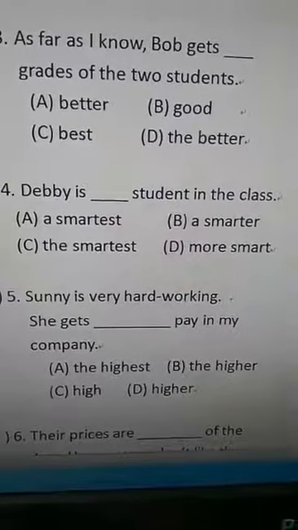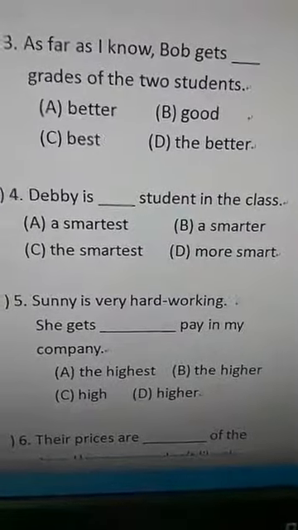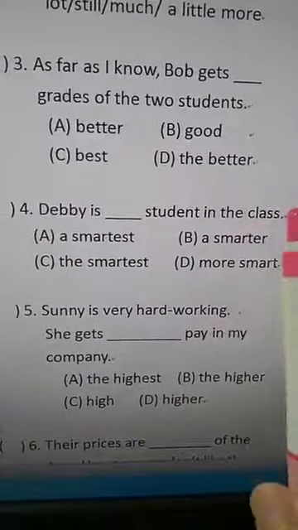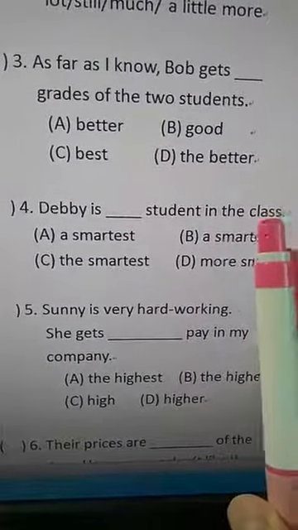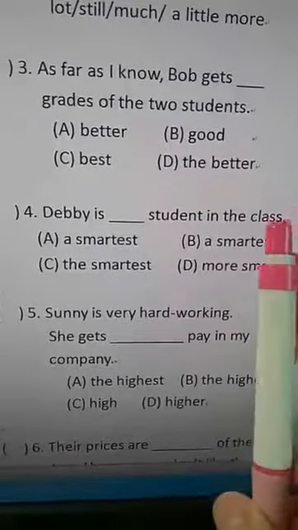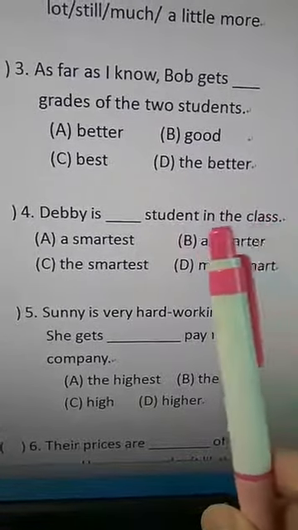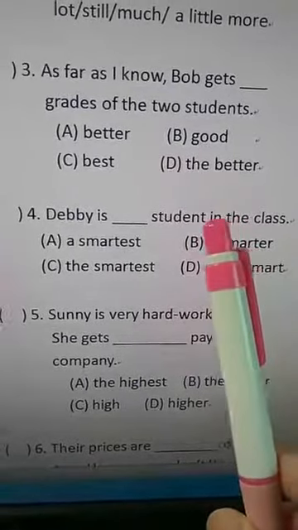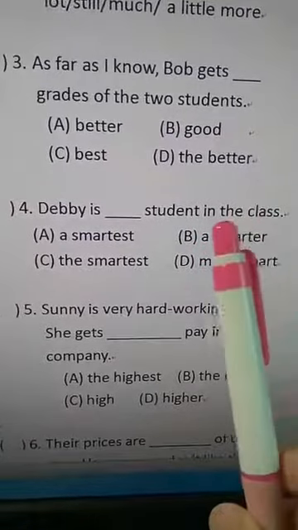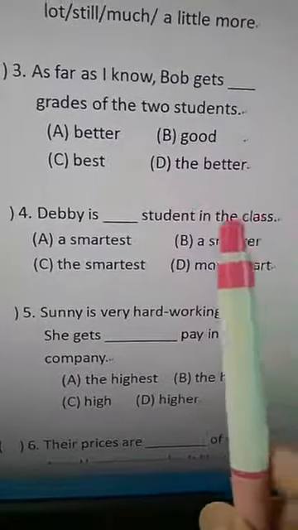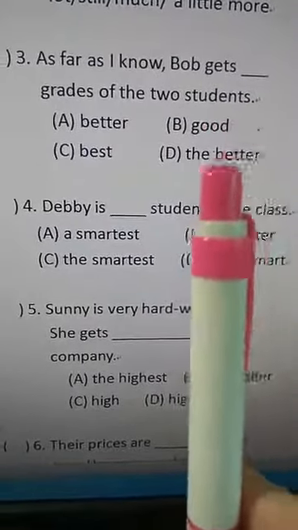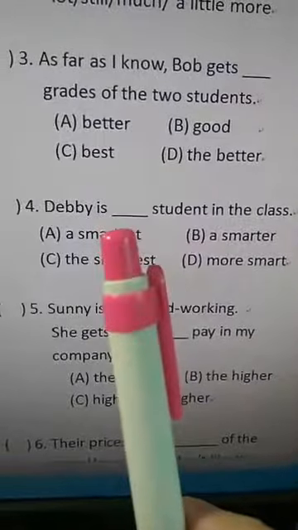And viewers and watchers, all the time, let me tell you, we need to find out the key words for one question. So the key words for question number 4 is "in the class." Whenever you see some place or a range, like in the class, in the United States, or in the countryside, we use the superlative form all the time.